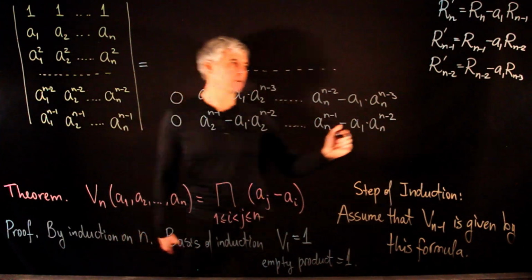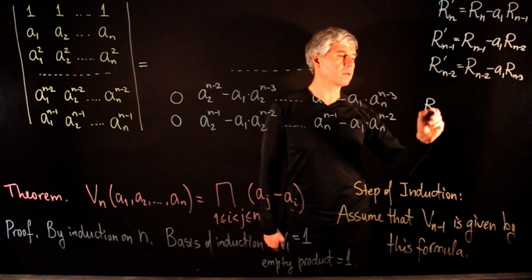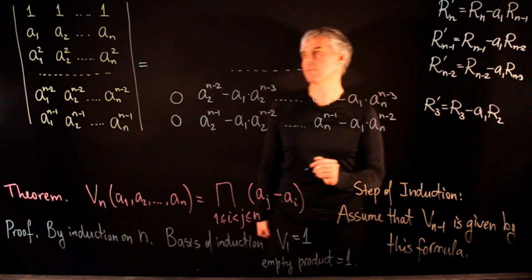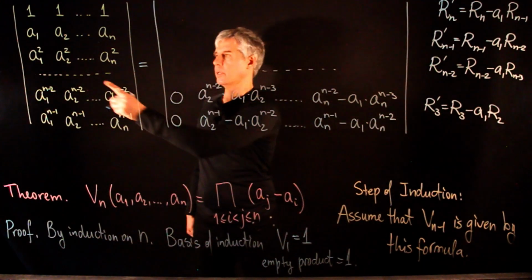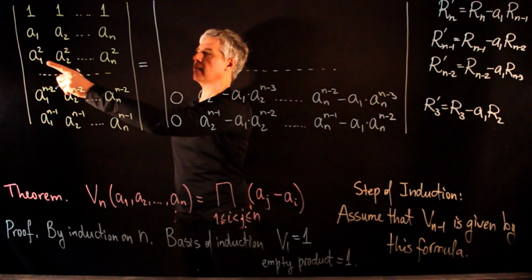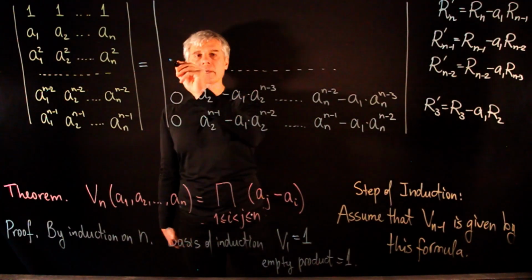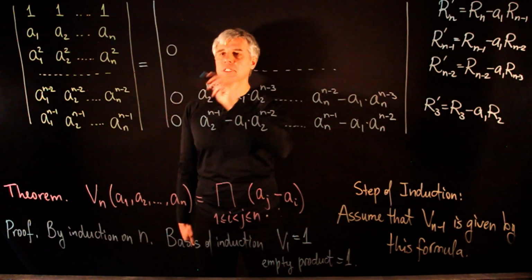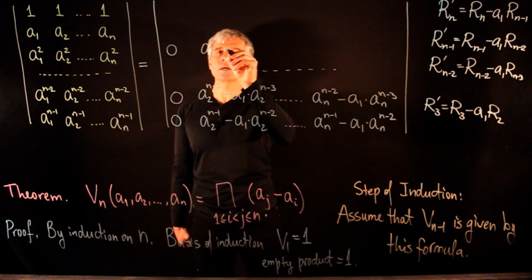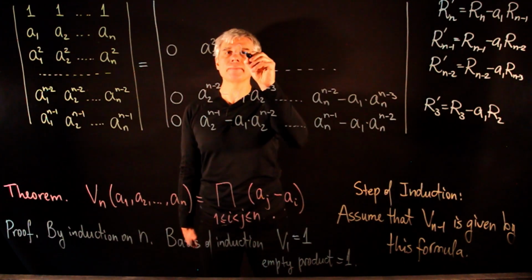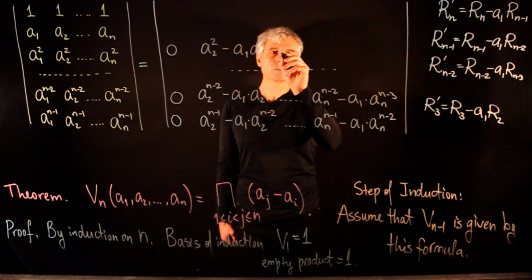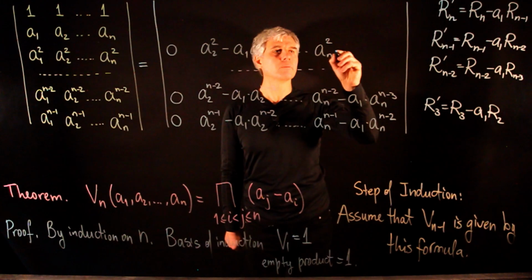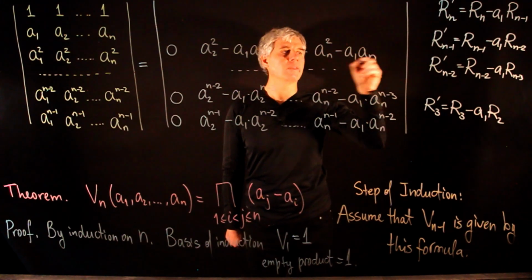Then we will say that row 3 new is row 3 minus a1 times row 2. So let us see what will be the result. In the first column, we're going to get 0 because we have a1 squared minus a1 times a1. Then in the second position, we're going to get a2 squared minus a1 times a2, and so on. And in the last column, we're going to get an squared minus a1 times an.